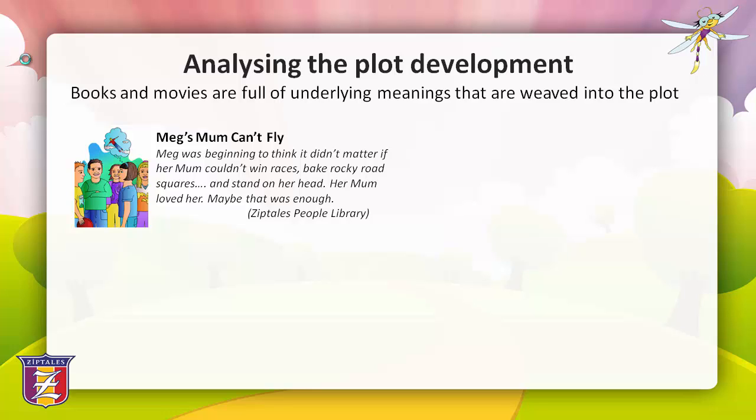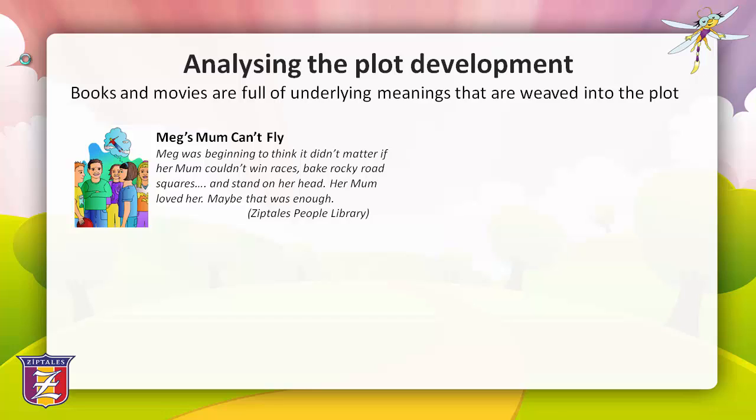"Meg was beginning to think it didn't matter if her mum couldn't win races, bake rocky road squares, and stand on her head. Her mum loved her. Maybe that was enough." The subtext here is that accepting others, even our mums, for who they are, and looking for the positives in people rather than the negatives, gives us a more balanced view of others.